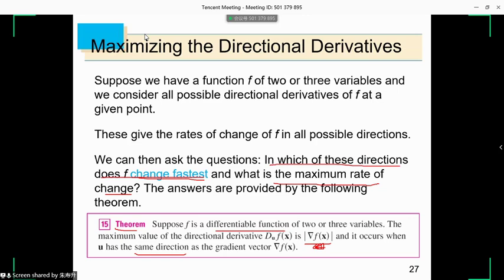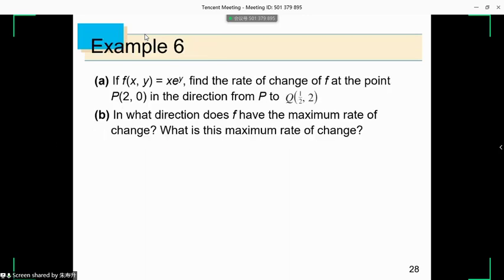Okay, so here there is an example. f equals this one. Find the rate of change of f at this point in the direction from P to Q. The rate of change means the directional derivative. So the first one is to find the directional derivative in this direction from P to Q, and then the second is to find the maximum rate of change.